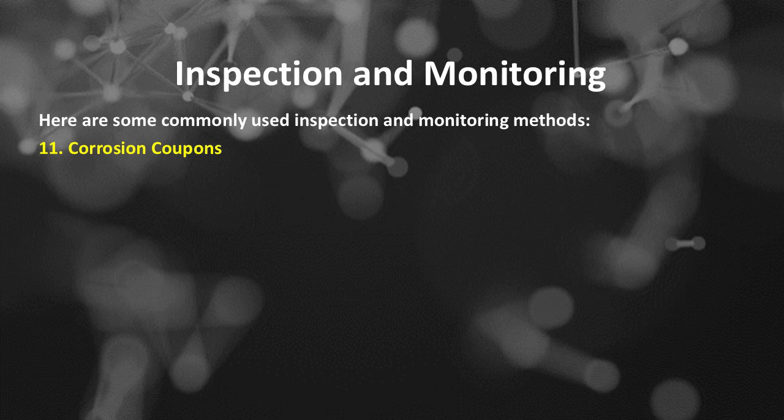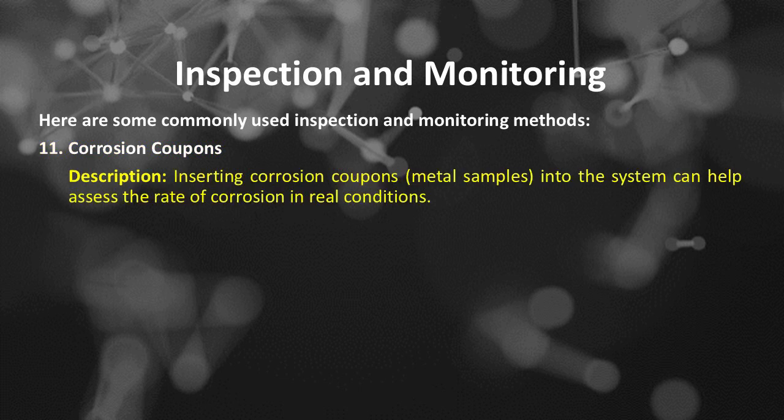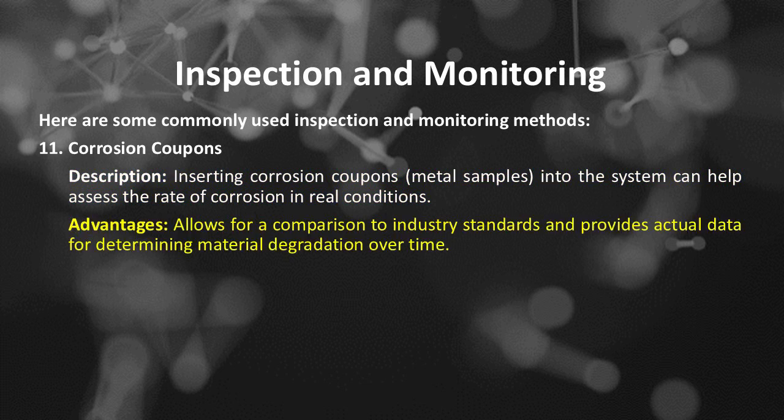Number 11 is corrosion coupons. Corrosion coupons description. Inserting corrosion coupons, metal samples, into the system can help assess the rate of corrosion in real conditions. Corrosion coupons advantages: allows for a comparison to industry standards and provides actual data for determining material degradation over time.